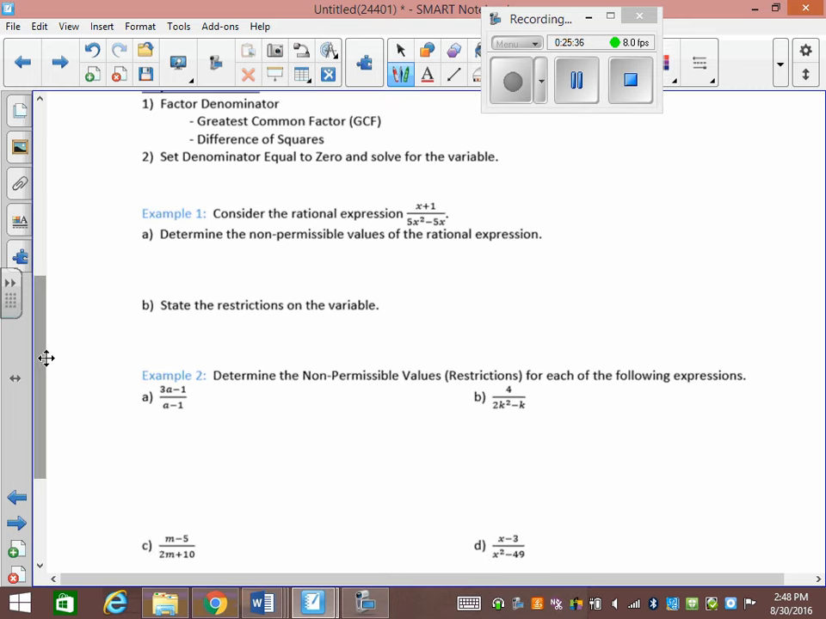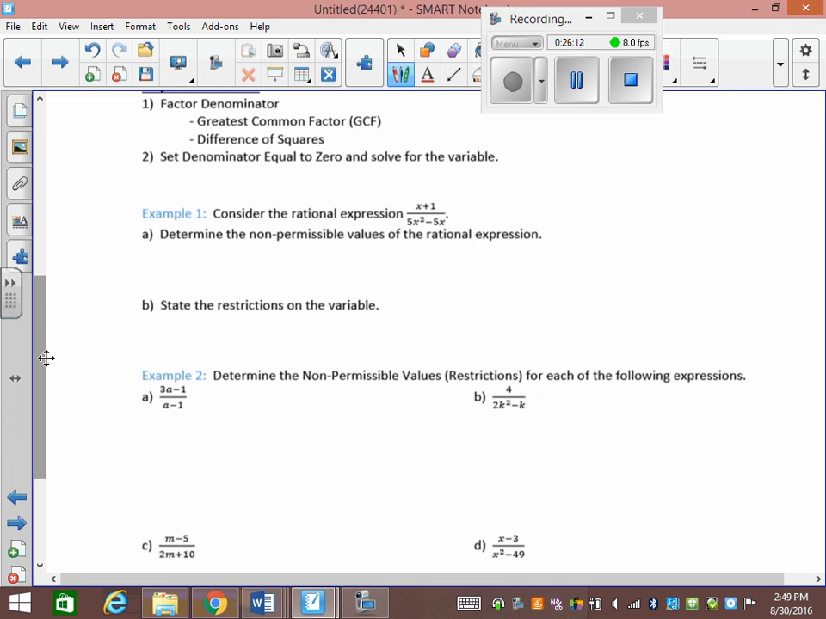So look at example 1. Consider the rational expression x plus 1 over 5x squared minus 5x. They want to determine the non-permissible value, so what the variable can't be. First thing you do, just look at the denominator. I don't care what the numerator is. It can be whatever number. The numerator can be 0, because in your calculator, you go 0 divided by 7. 0 divided by 7 is 0. Your calculator is fine with that. However, you can't go 7 divided by 0. Your calculator will error you. So the denominator can't be 0, but your numerator can be.